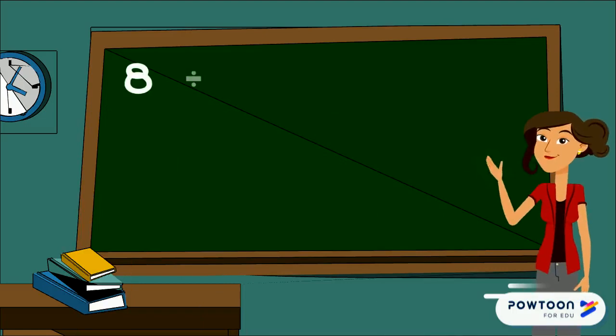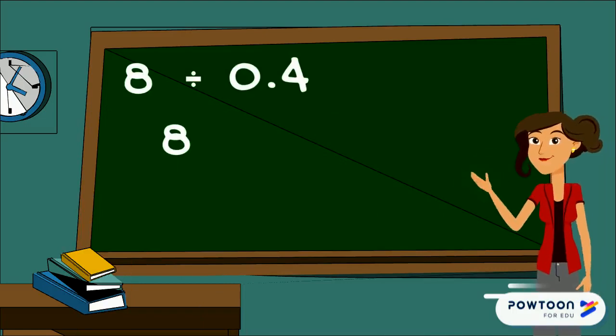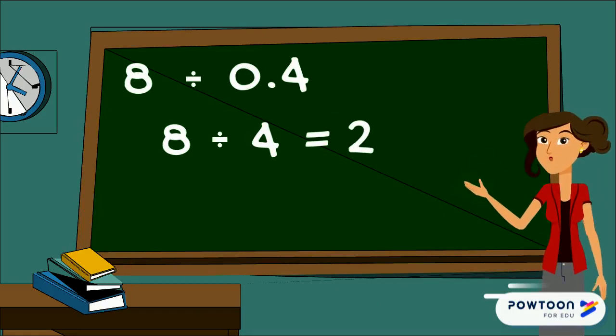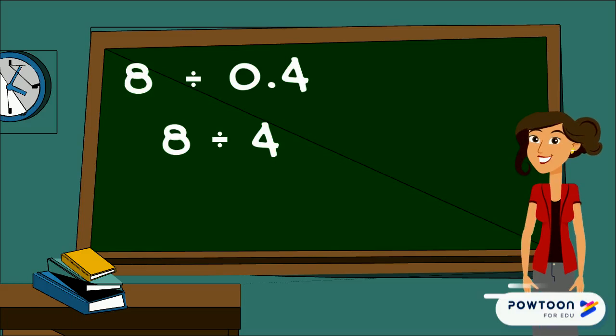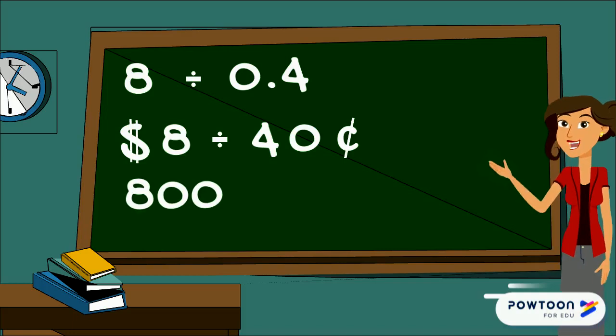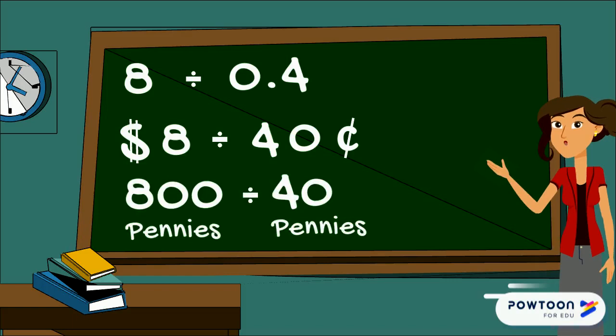What is 8 divided by 4 tenths? Okay, easy enough, 8 divided by 4 equals 2. But how does the decimal fit in for 8 divided by 4 tenths? Well, once again, we are going to refer to money, but this time we have to take $8 and divide it into 40-cent stacks. That is 800 pennies divided into 40 penny stacks. How many stacks can we make?